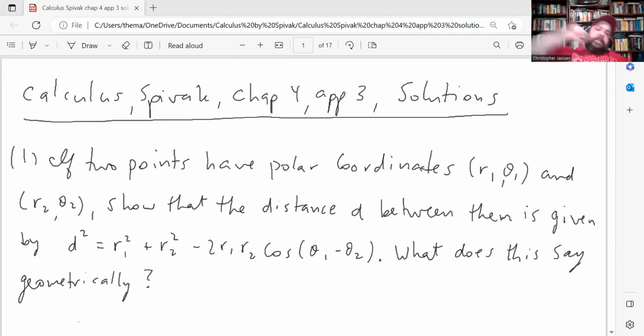Okay, so question 1 says, if 2 points have polar coordinates r1 theta 1 and r2 theta 2, show that the distance d between them is given by that formula, d squared equals r1 squared plus r2 squared minus 2 r1 r2 cosine of theta 1 minus theta 2. And he wants us to say, what does this mean geometrically?